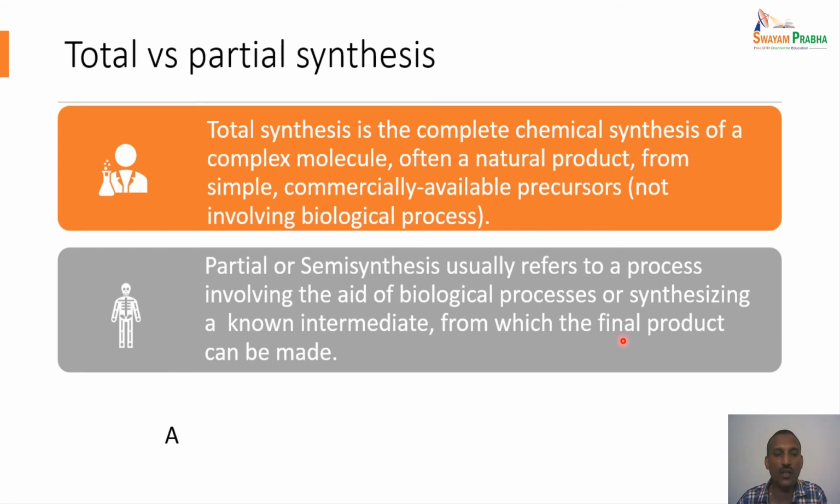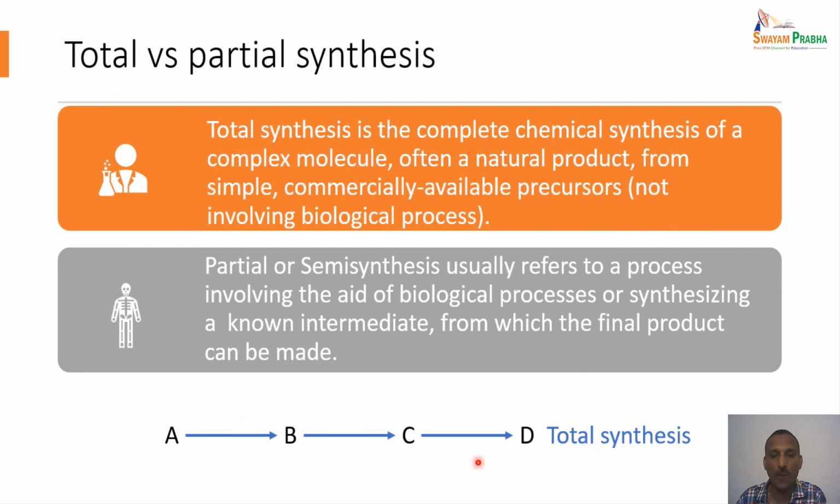Let us see, we are starting with a compound A, which is converted to compound B, which is then converted to compound C, which is further converted to D, which is the final compound we want to make. So if A to B to C to D is carried out completely, then this is called total synthesis.